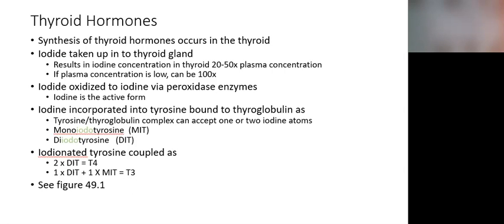Synthesis of thyroid hormones occurs in the thyroid gland. Iodine is taken up by the thyroid and attaches to the tyrosine thyroglobulin complex. The complex accepts either 1 or 2 iodine, creating either monoiodotyrosine or diiodotyrosine. The monoiodotyrosine and diiodotyrosine are then coupled into either T3 or T4.